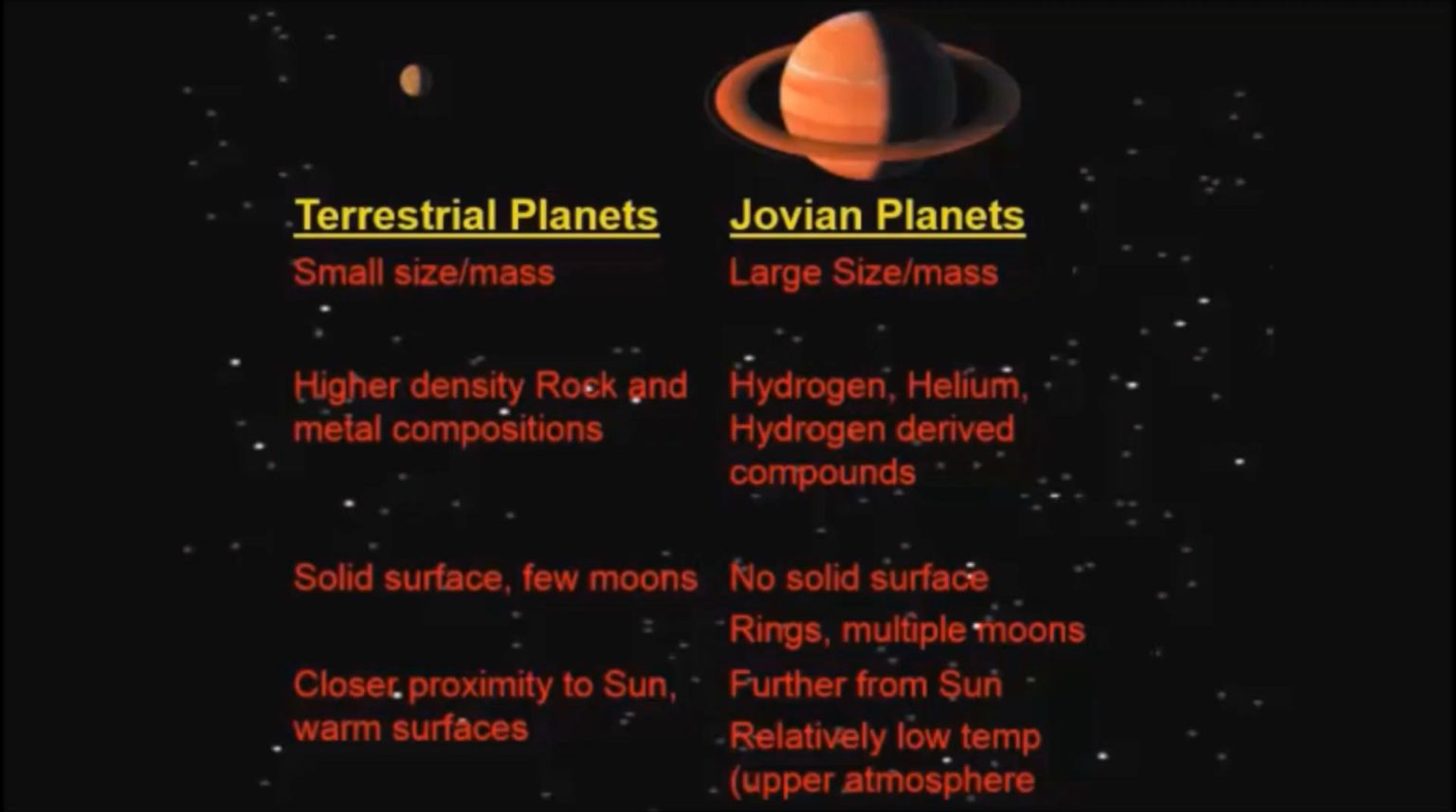They have no discernible solid surface. It's possible there's either a solid or a very high-density liquid surface at the core of many of these objects, but as far as something humans could go stand on, no discernible solid surface. And of course, they're further from the Sun, at relatively low temperatures, and their upper atmospheres being very, very cold.